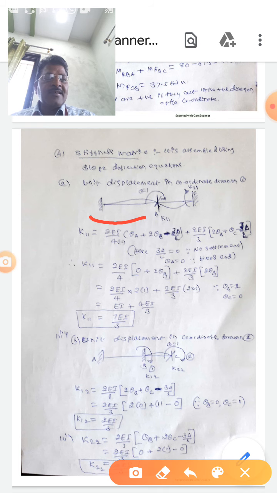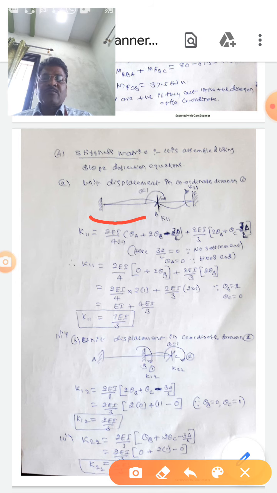So substituting here, no settlement, 3 delta upon L is equal to 0, and theta A is fixed, that is also 0. Therefore the K11 matrix is equal to 2EI upon 4 into (0 plus 2 theta B) plus 2EI upon 3 into 2 theta B. You simplify, and you will get K11 is equal to 7EI upon 3.